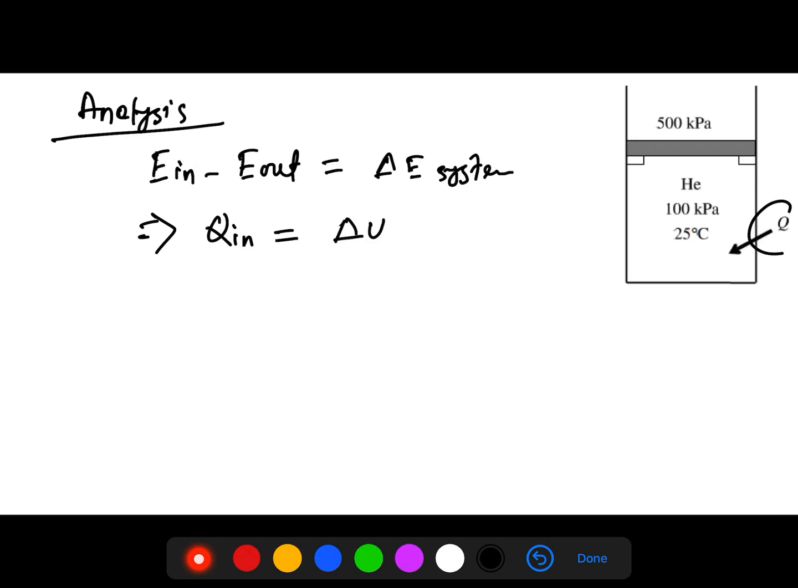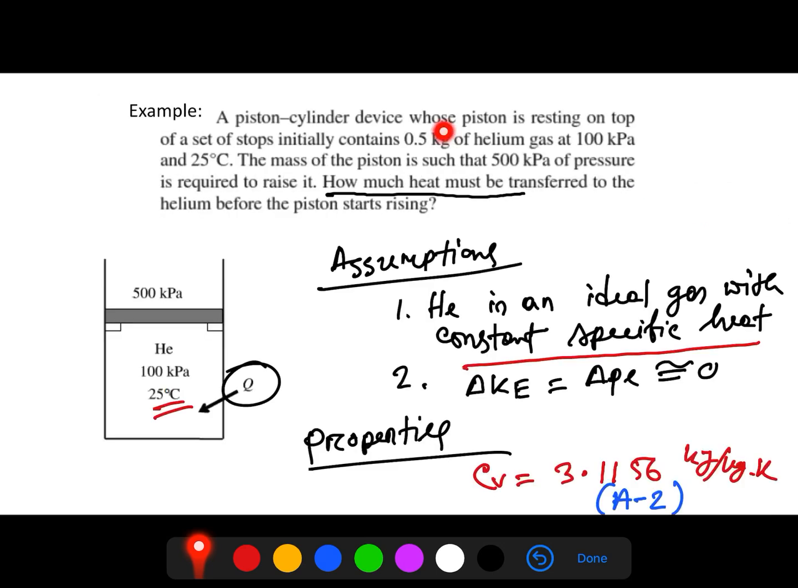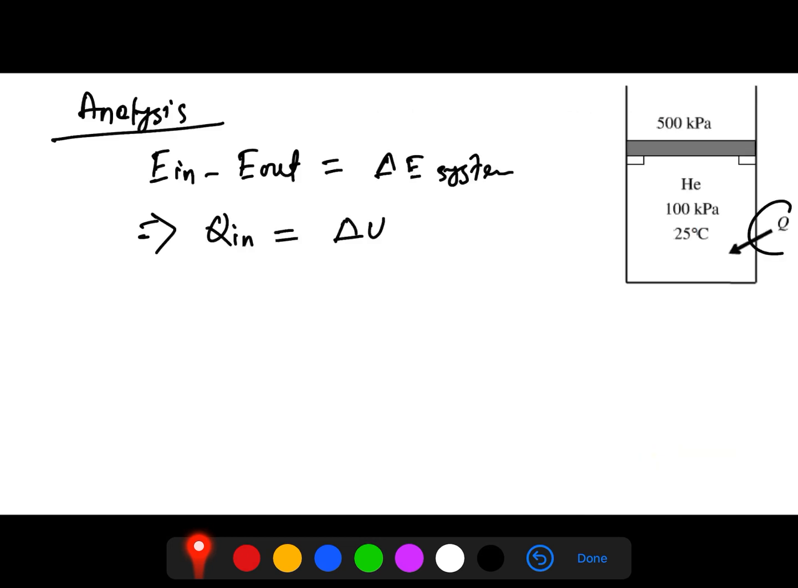So we have the energy here inside the cylinder, and that's the internal energy. The energy we are applying here is the change of the internal energy. And in this problem, if you read again, we know the mass. Initially it contains 0.5 kg of the helium gas. So when we know the mass, then we can write it down like this: Q in equals the mass times delta U, which is mass times U2 minus U1.